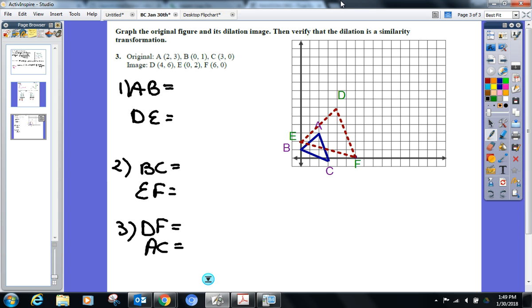Group one, you ready? Distance of AB. Let's do this. Two radical two, nice. DE, four radical two, got it. All right, BC, group two. Radical 10, yep. How about EF? Ooh, two radical 10. Did you get square root of 40?